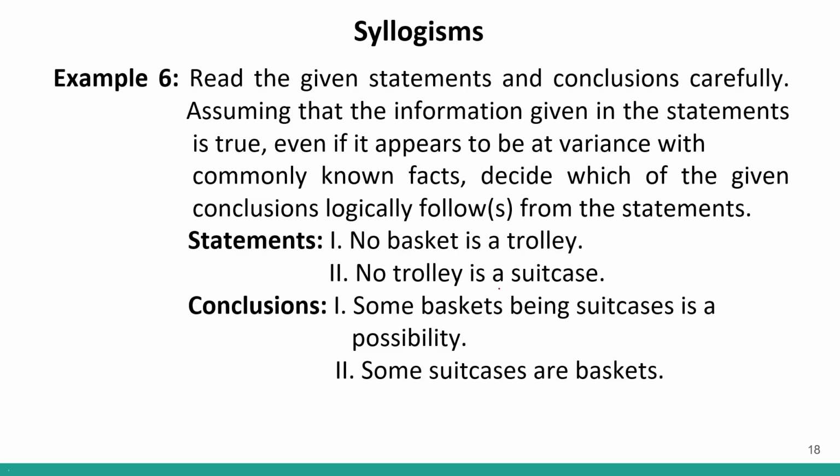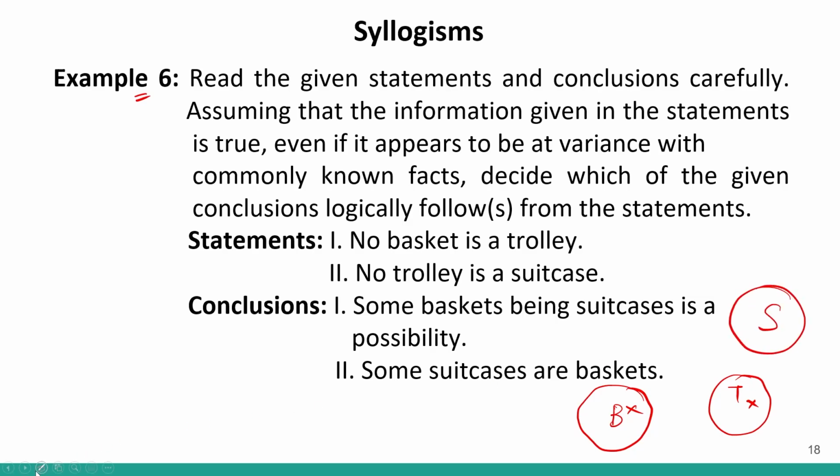Now, example number 6. Statements and conclusion. Statement says no basket is a trolley. So, basket and trolley will not overlap because no basket is a trolley. Correct? No trolley is a suitcase. So, now we have a third separate entity, suitcase. So, trolley and suitcase will not overlap.